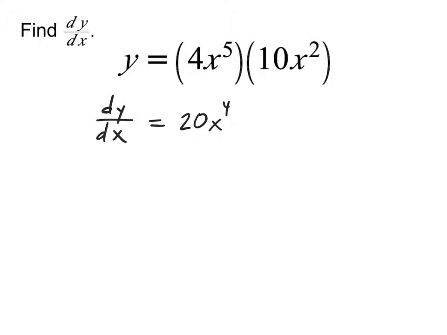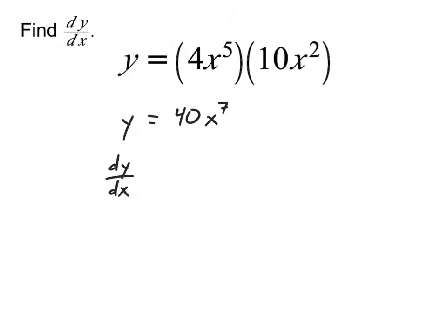In fact, in this case, we have to do something before we go to that dy over dx, right? We have to rewrite this function. Because right now it's a product. It's two polynomials that are being multiplied together. I want to make that just a polynomial. So I do the 4 times the 10 to get 40. I do the x to the 5th times x squared to get x to the 7th. Now I can do dy over dx. And so that's going to give me 280x to the 6th.